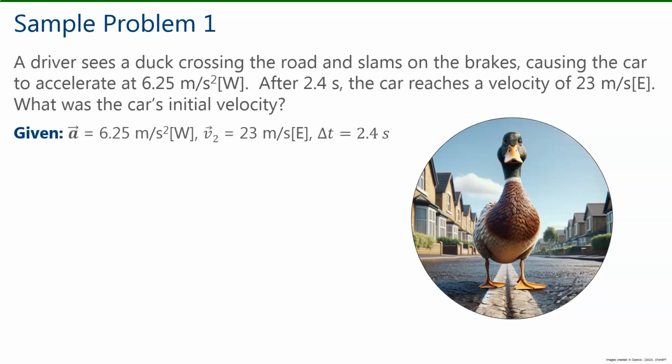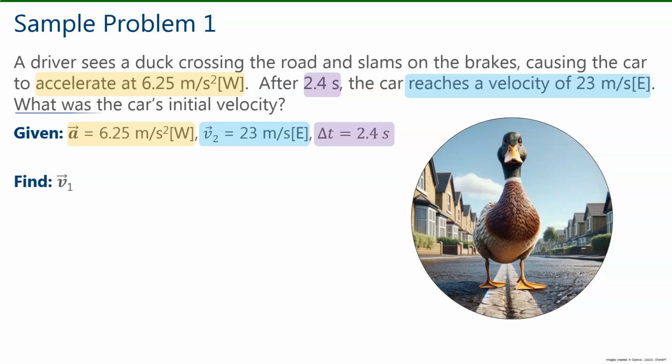So in this problem, we're given that the acceleration is 6.25 meters per second squared west. We're also given that the final velocity is 23 meters per second east. And we're given that the change in time is 2.4 seconds. The first step to solving any problem is figuring out the information you're given in the problem. Then you need to figure out what they are asking you to find. Here we're asked to find the initial velocity. It says, what was the car's initial velocity?